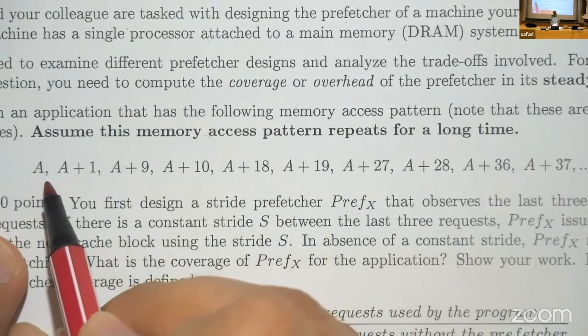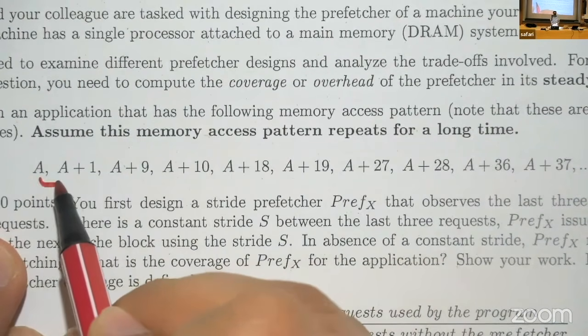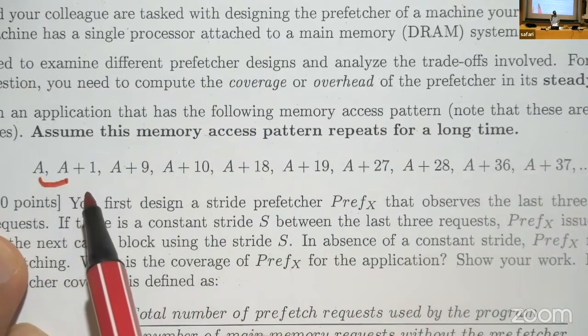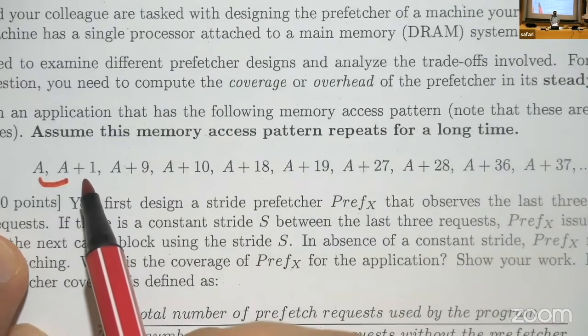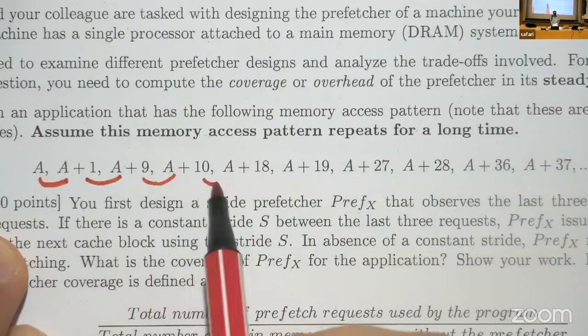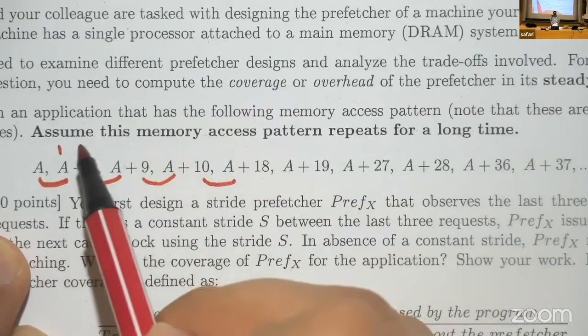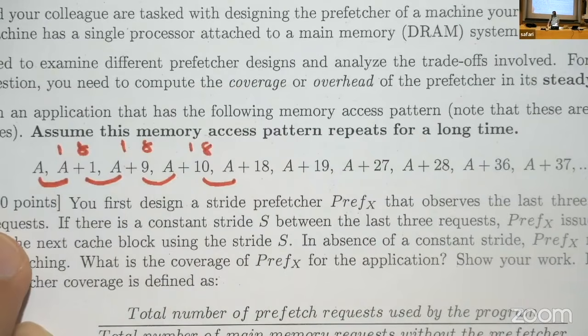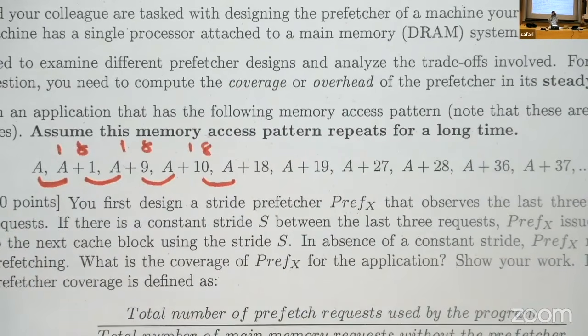then, so this is a cache line address. And then you immediately after that access the very next cache line, A plus 1. And then you jump by 8 cache lines and access A plus 9. And then you do again a stride of 1 and a stride of 8. So it goes like 1, 8, 1, 8, 1, 8.